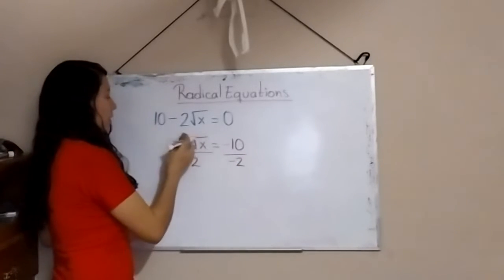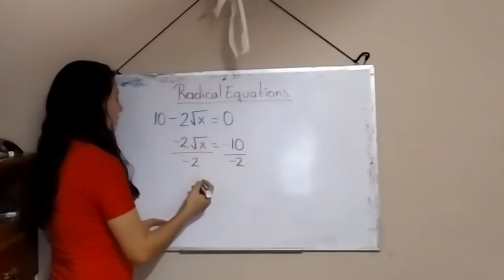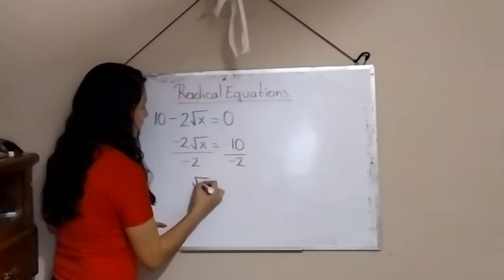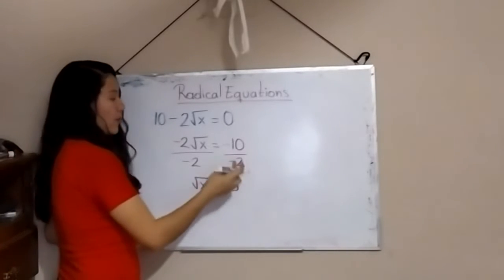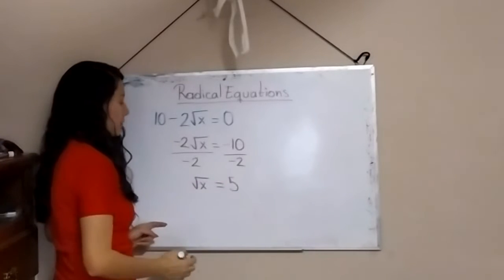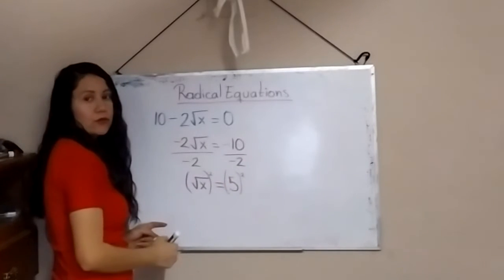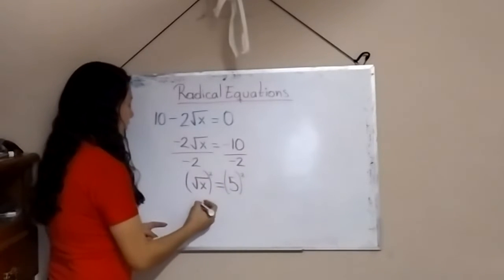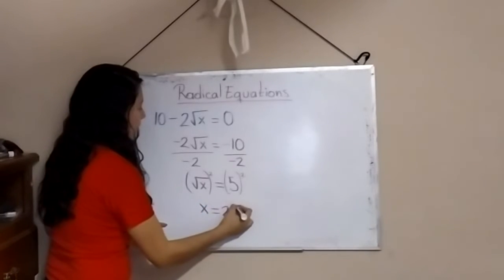Now we divide both sides of the equation by negative 2. It has to include the sign. We get the square root of x equals positive 5. Why? Because negative divided by negative equals positive. We elevate to the second power to remove the square root, and we have x equals 25.